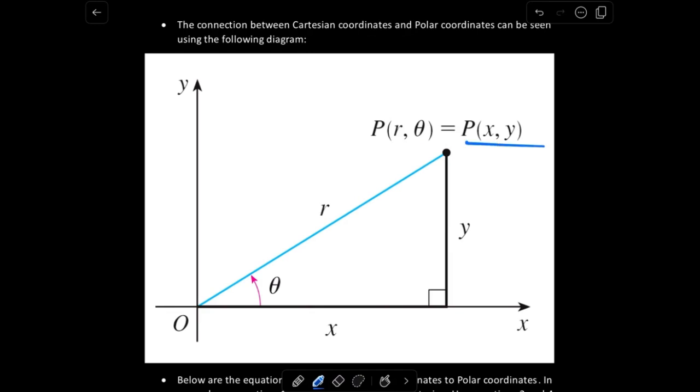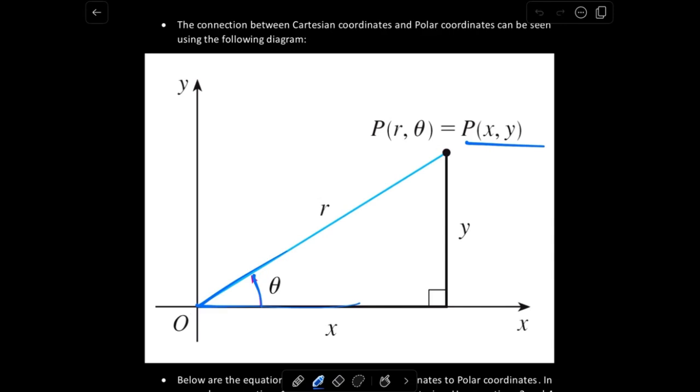So here's a point P and it has an x and y. Remember, x is your horizontal distance and y is your vertical distance. And then we connect the origin to the point P, and remember in polar coordinates, the length of OP is r. So this entire distance is r. Also in polar coordinates, we have a theta, and theta is from the polar axis to the line OP.